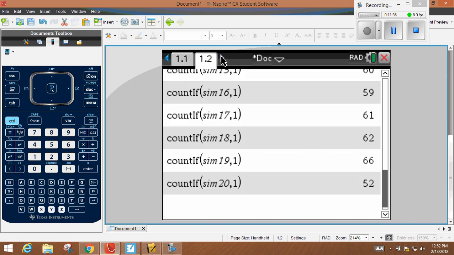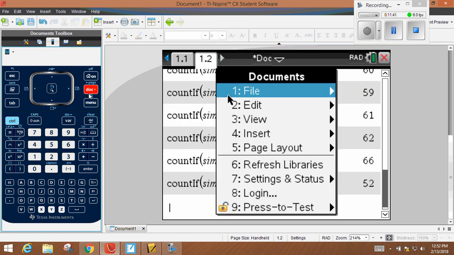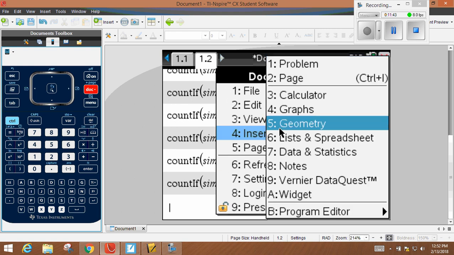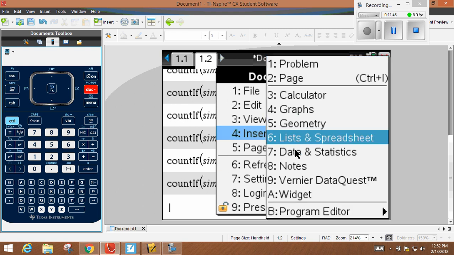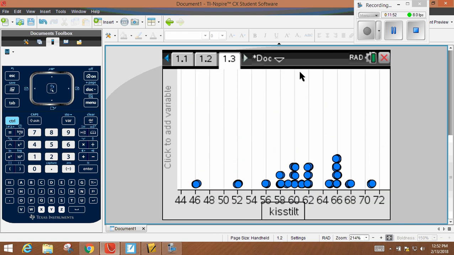So let's go ahead and look at the distribution of our kiss tilt, is what we're calling it. So let's look at that. Let's go down to kiss tilt, and there it is. All right.